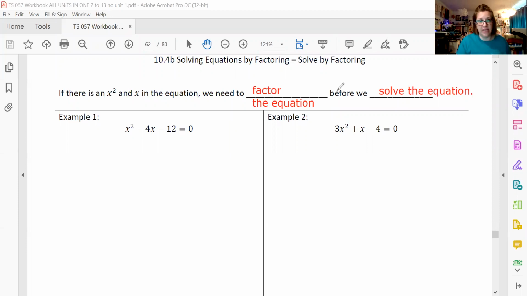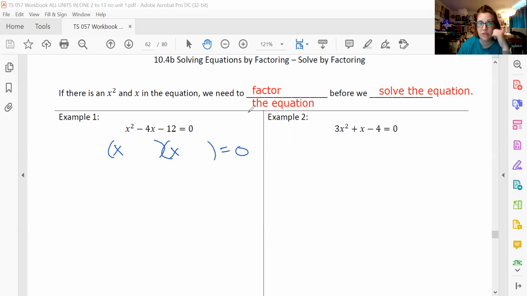So in example 1 right here, I have x squared minus 4x minus 12 equals 0. And so the first thing that I'm going to do is break this apart. That x squared is easy. I'm just going to have x and x right there. And then I'm going to look at my factors of 12, and I'm going to think to myself, what numbers, when I multiply them together, equal 12, but when I add or subtract them, equal 4.